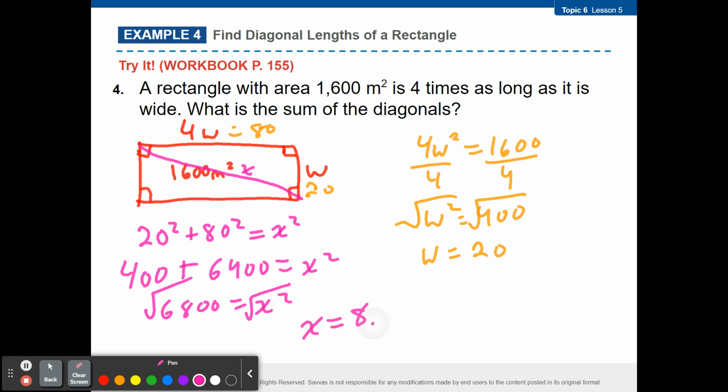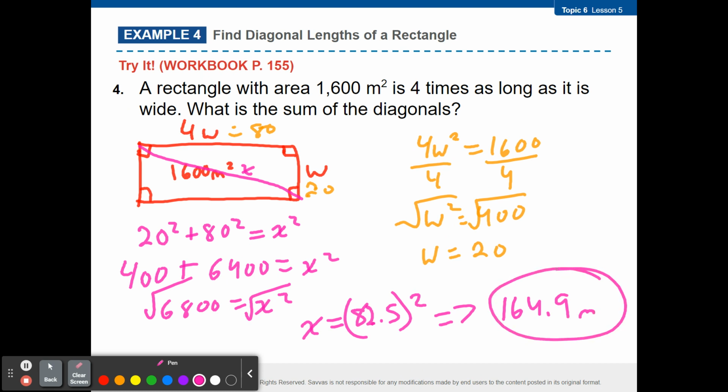So I got about 82.5. So this is one diagonal. We got to times that by 2. So I got 164.9 meters. Does that make sense where that's coming from? Yeah, I had to round. It didn't say round anywhere, so I just kept it to the 10th.